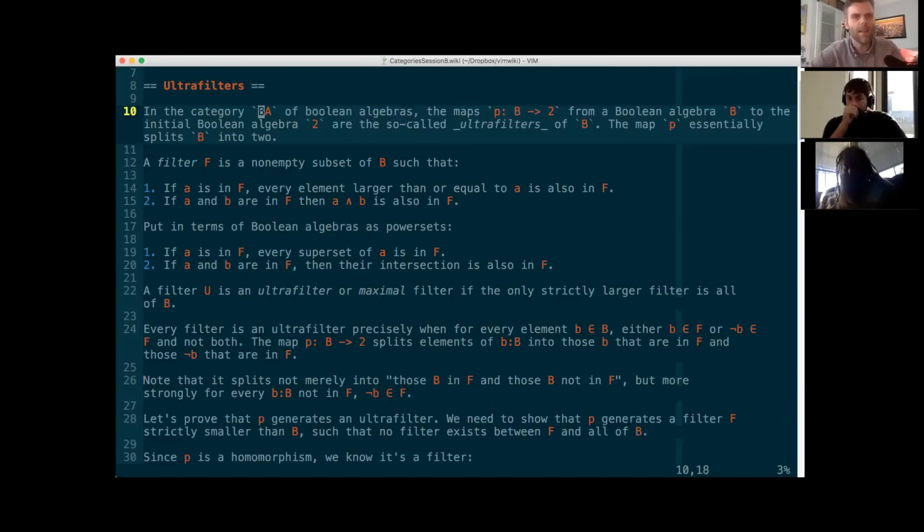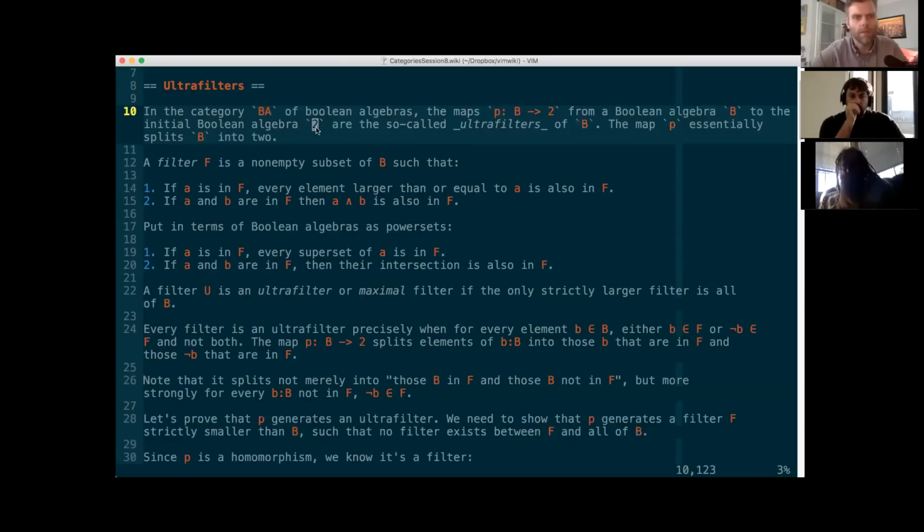So for instance, he gives the category of Boolean algebras. So let's see. We know the initial Boolean algebra, 2. That's really familiar to us as programmers. It's the set with two elements in it. We normally think of them as 0 and 1, or true and false. And other Boolean algebras all have arrows out of this one, since it's the initial one.